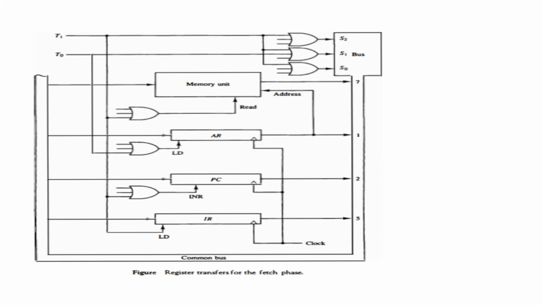At time T2, the operation code in IR, the instruction register, is decoded. The indirect bit is transferred to flip-flop I, which means mode, and the address part of the instruction is transferred to the address register. So the sequential counter is incremented after each clock pulse to produce the sequence T0, T1 and T2.